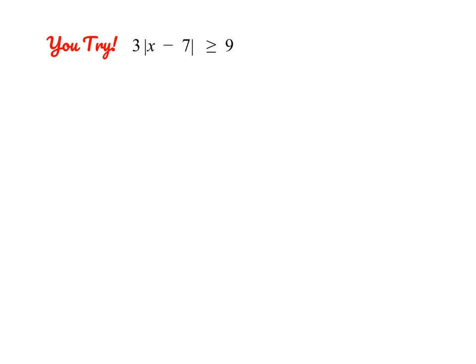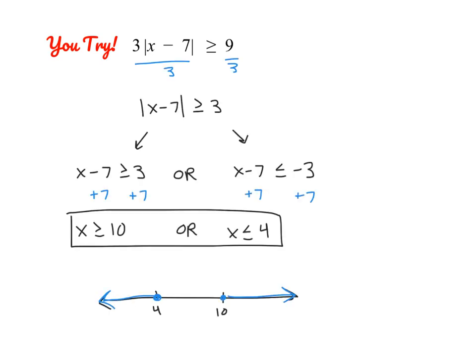All right, go ahead and pause the video, give this one a try, and hit play when you're ready to check. All right, so go ahead and check. First isolate, and then again here it says our absolute value is greater than 3, so it becomes an OR inequality. So you set up two different ones. Make sure you've flipped your inequality symbol for the negative version, and then finish solving.